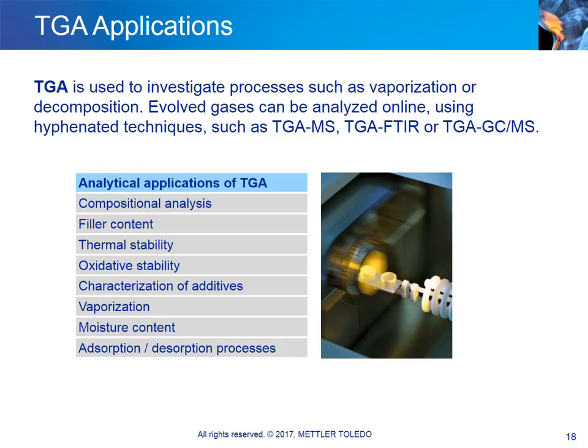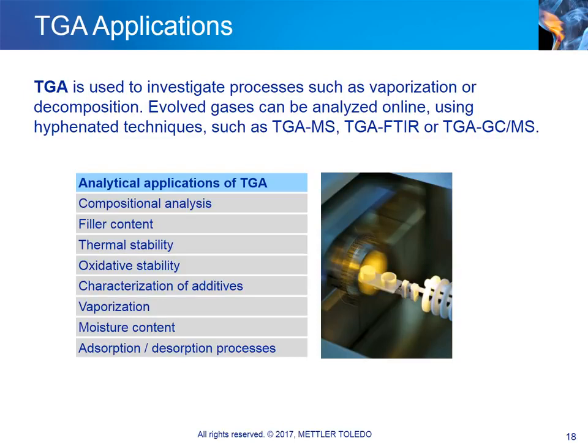The table on the left side of the slide summarizes the main analytical applications of TGA. TGA is used to investigate processes such as vaporization or decomposition. It allows you to measure thermal stability, the kinetics of reactions, and reaction stoichiometry. The combination of TGA with a mass spectrometer, a Fourier transform infrared spectrometer, or a GC-MS system allows you to identify gaseous compounds evolved during the analysis.